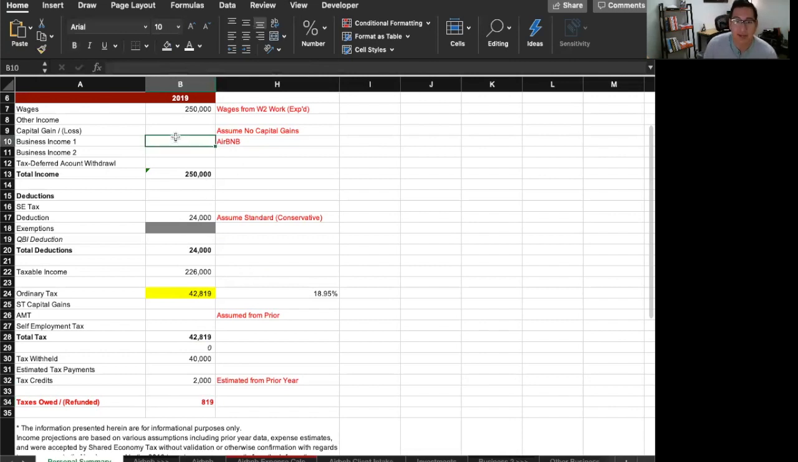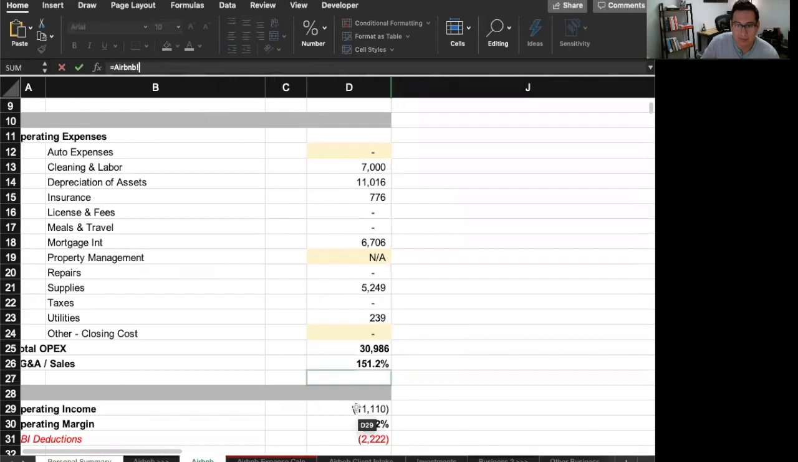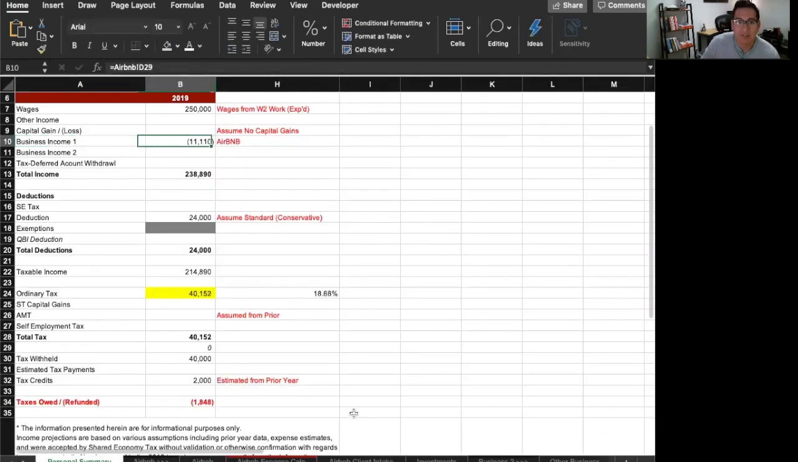So what happens when we do that is we bring in the Airbnb loss. So let's bring that back in here. We're going to take 11K off of our total income. So we went from 250 down to 238, 239 about. That's going to bring our ordinary taxes down. Remember, it was about 42. Now it's 40. So what did that create? That created a swing of $2,000 in taxes. And you can see that reflected right here. So instead of paying in $800, now this client is going to get a refund of $1,800.